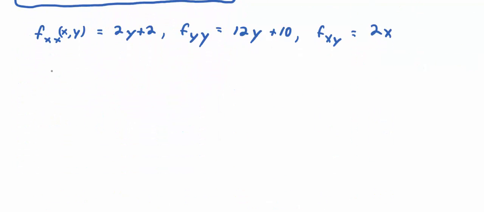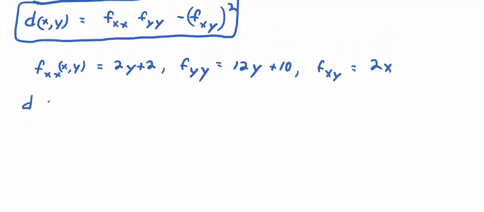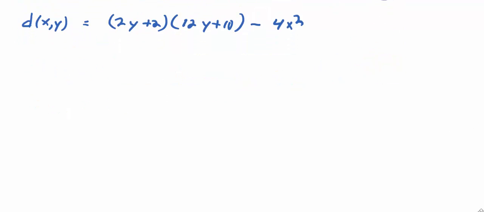Okay. So that D, as a function D of x, y, is then this guy times this guy minus this guy squared. So I'm just going to write that down: 2y plus 2 as a quantity times the quantity 12y plus 10, and then minus, well, if you square this guy, you'll get minus 4x squared. And then we're going to plug in our critical points, see what happens.